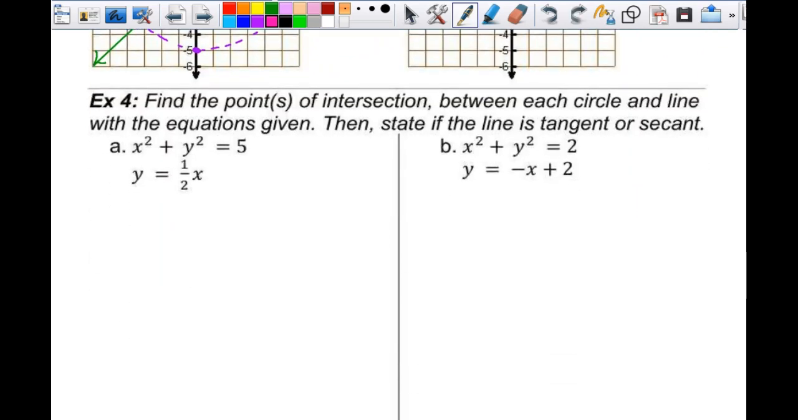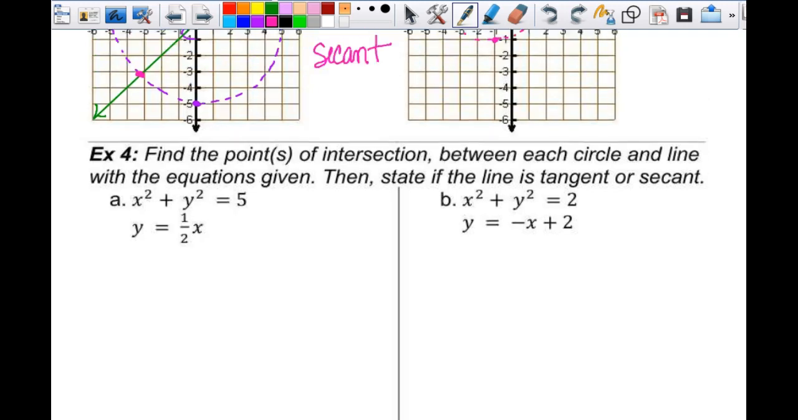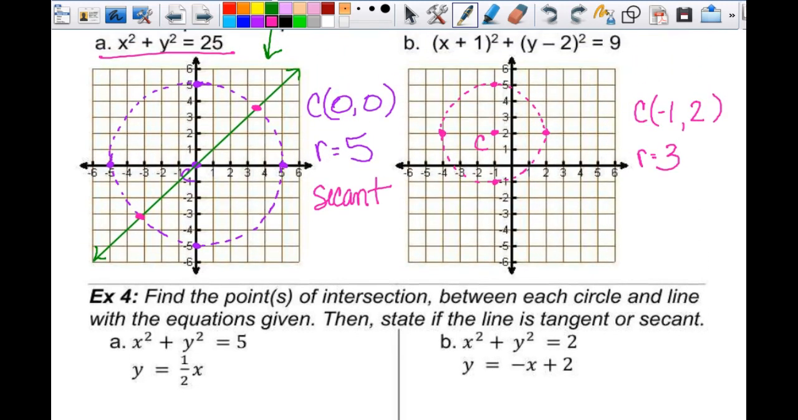Okay, it says find the points of intersection, and that S is in parentheses. So let's think about this. Here I have 2 points of intersection. Well, clearly it doesn't have to be plural. Could I just have 1 point of intersection? Then what kind of line would that be?